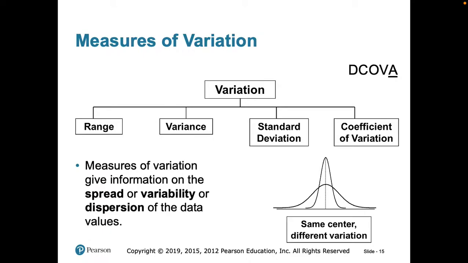So measures of variation give information on the spread. So how far apart are these values, or the variability, or the dispersion of the data. So how spread out is the data or these values that we're talking about. So that's what we're trying to measure when we talk about variation.